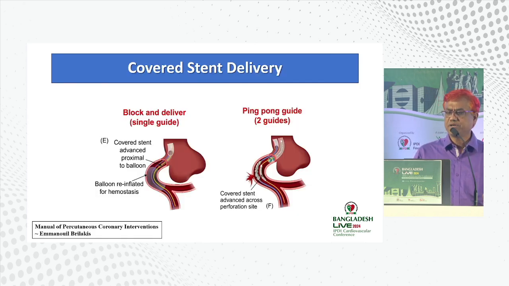The cover stent delivery system is of two types, that is single guide system and double guide system. In the single guide system, first we need two wires, one wire containing the balloon and the other wire containing the stent. When the perforated site is occluded by the balloon and then the cover stent is deployed, at that time the balloon and wire should be withdrawn from that vessel.